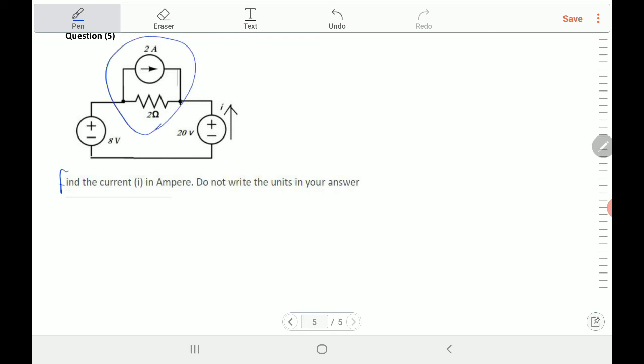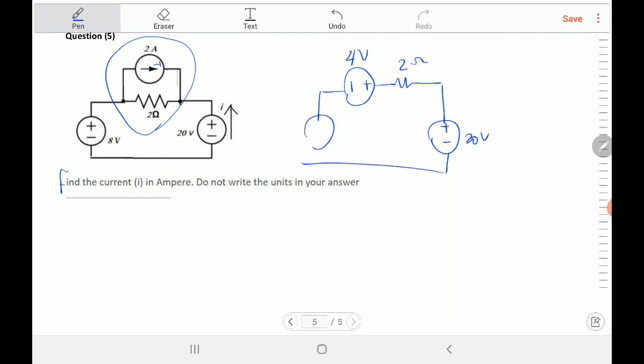You have a current source in parallel with the resistance. So to find the equivalent voltage source, you multiply the current times the resistance, 2 times 2, which will be equal to 4 volts. And that will be the polarity because the direction of the current is from left to right, so that will be the positive here. The value is equal to 4 volts, and the resistance of 2 ohm will be in series. And then you connect the rest of the circuit. You have a voltage source of 20 volts, and you have 8 volts. And you want the current in this direction.